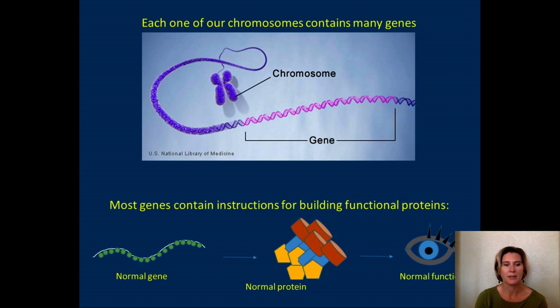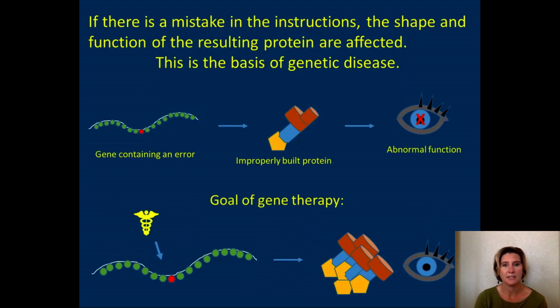In this cartoon, I'm illustrating the coding region of a normal gene by a series of green circles. The information in this code is read and translated into a protein of a prescribed shape and size, which then goes on to have some important function, for example, in vision. However, if there is a mistake in the instructions, then the shape and function of the resulting protein are affected. And this is the basis of genetic disease.